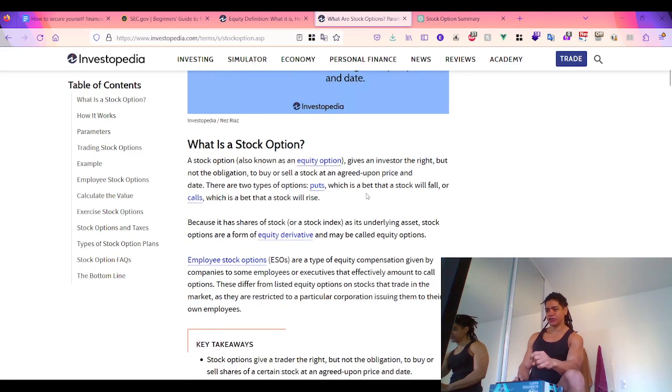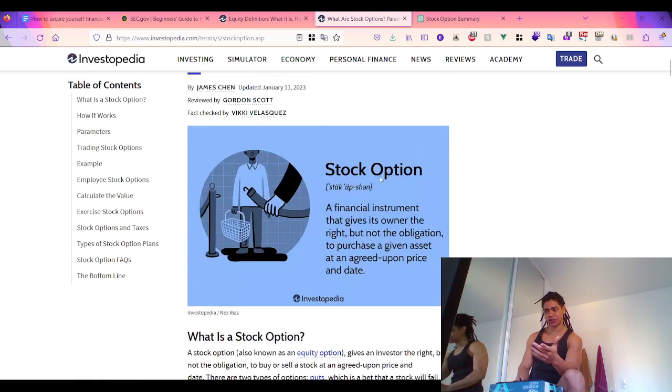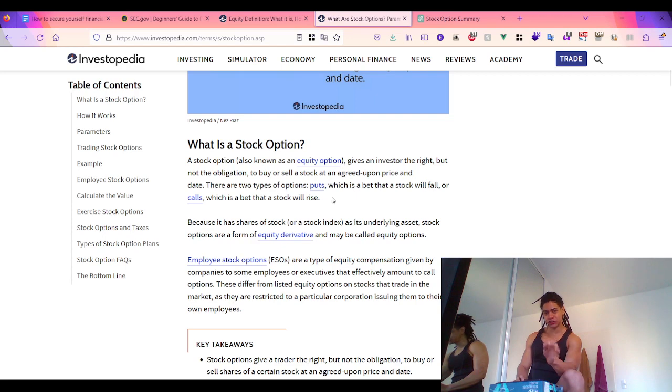Interesting. So stock options are also known as equity options, and equity generally means ownership after you deduct liabilities for that given asset. Equity options give an investor the right but not the obligation to buy and sell a stock at an agreed upon price and date. And there are two types of options.